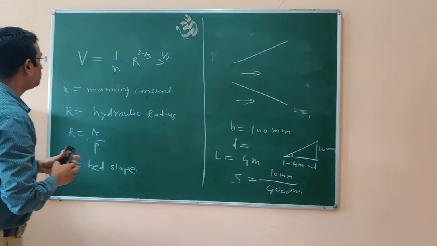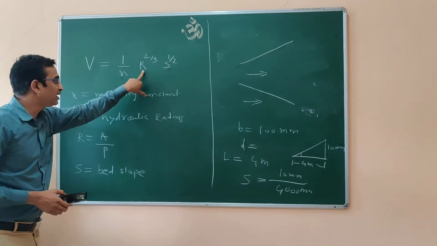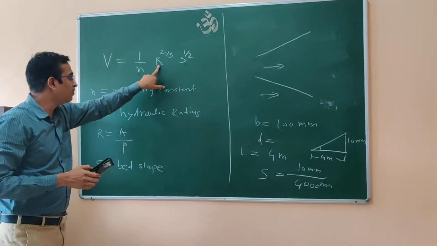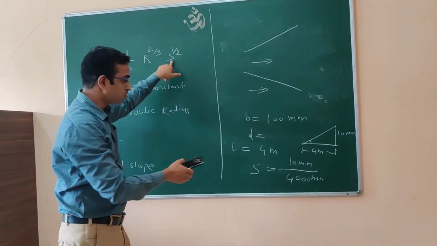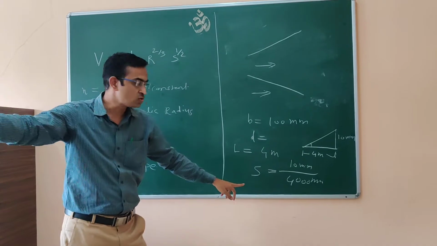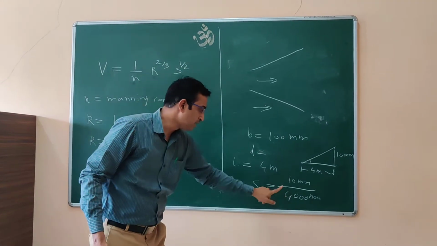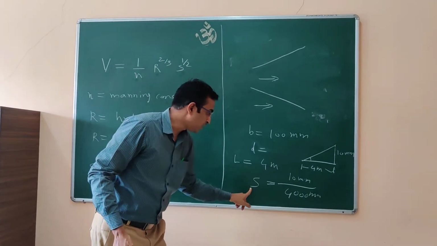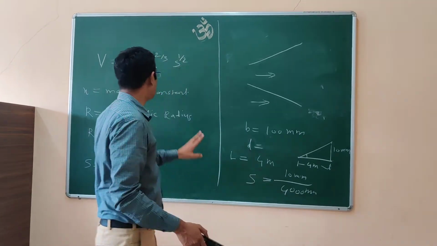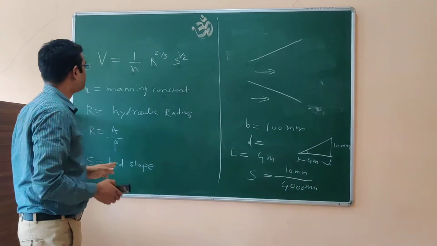Now I already told you all the terms, how to calculate the hydraulic radius, that is A by P. And regarding S, because we are going to provide the slope and the length is also with us, we can easily calculate the bed slope. That term we are going to insert in this formula.